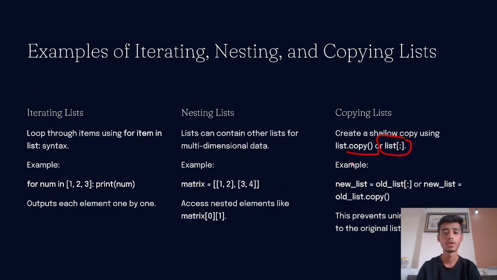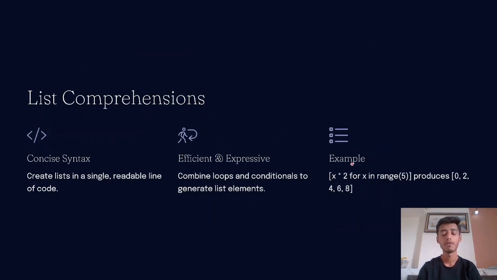Now let us move on to the next topic, which is list comprehension. It is a powerful feature in Python. With list comprehensions, you can create lists in a single line, which can combine loops and conditions also. Example, x*2 for x in range(5). This will produce your list like 0, 2, 4, 6 and 8. It's both clean and efficient.